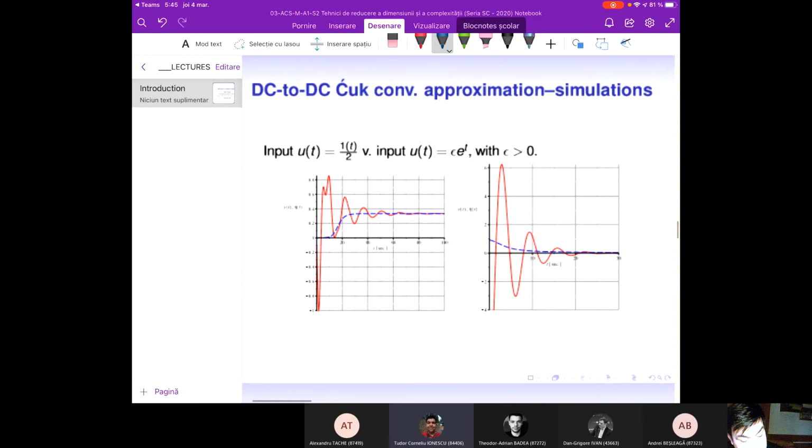Right. So now if we perform some simulations for this DC to DC converter and its approximation for specific inputs, such as the two signals U that we present here, we can see the red picture is the original model, and the blue picture is the approximation. What do we see? We see that in the transient, both the models are quite different. Essentially, they don't mean anything to each other.